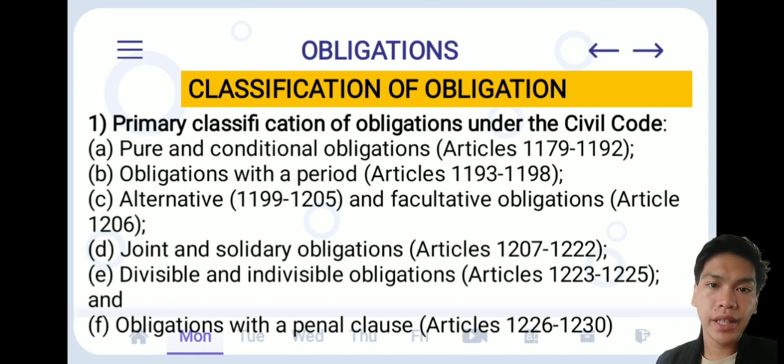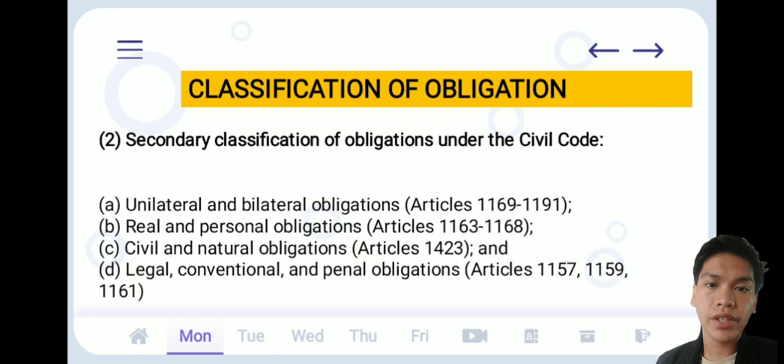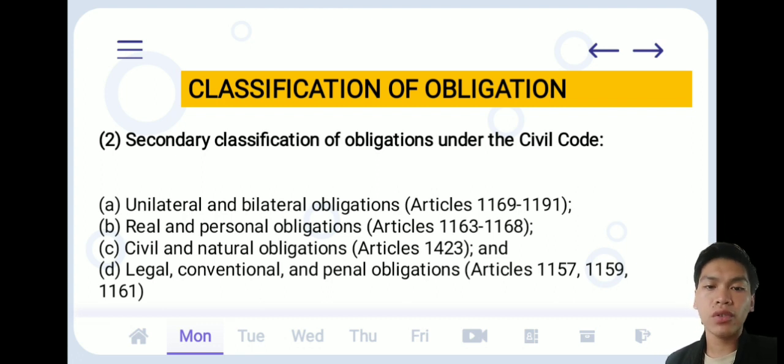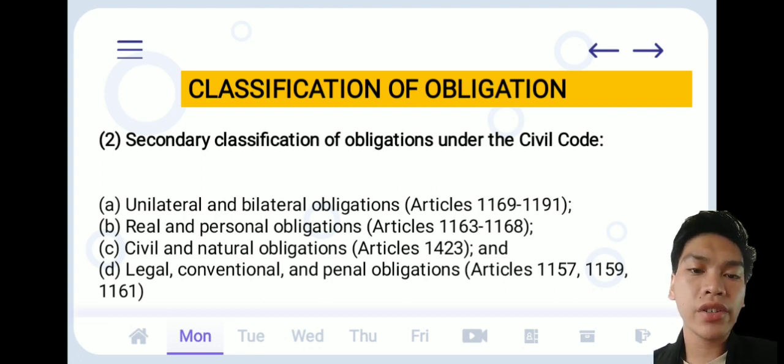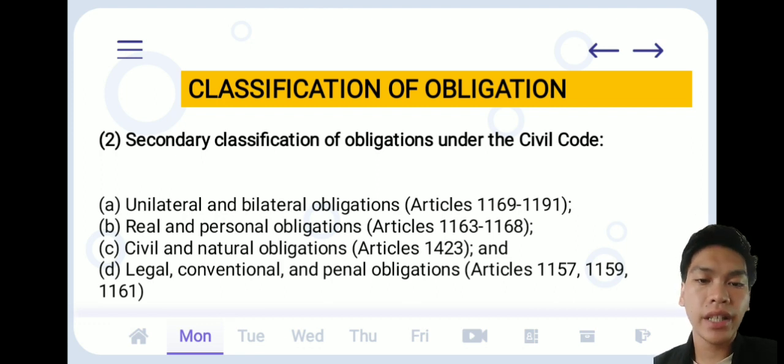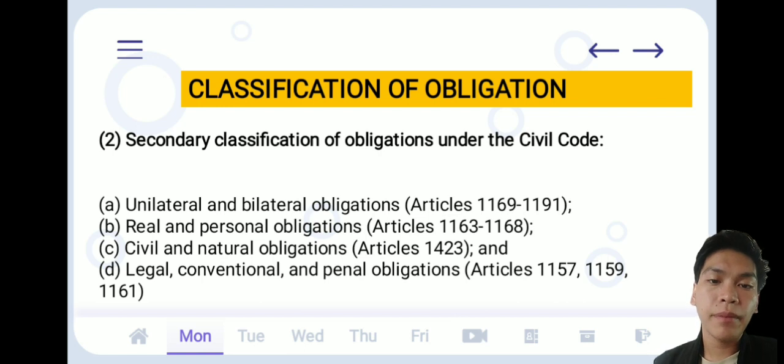So next will be the secondary classification of obligation under the Civil Code: unilateral and bilateral obligation. A unilateral obligation involves one party without involving any other party. A bilateral obligation is the opposite of the unilateral. This obligation entails both parties having a mutual obligation to each other.